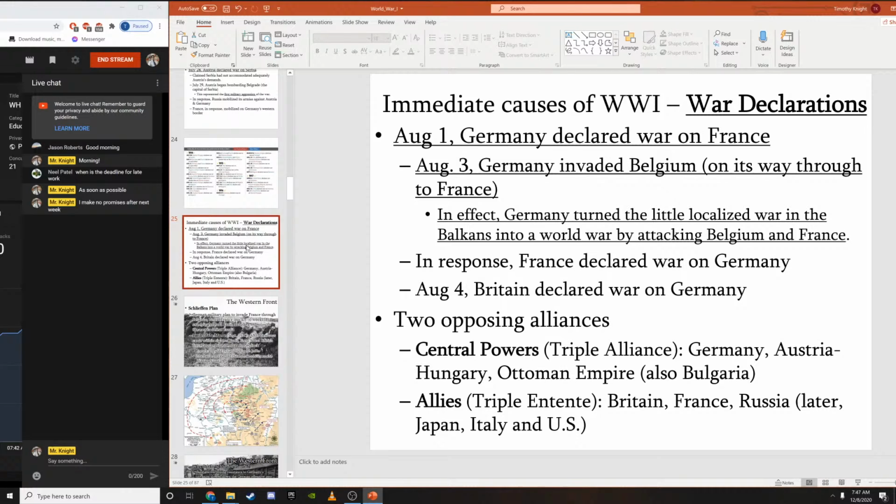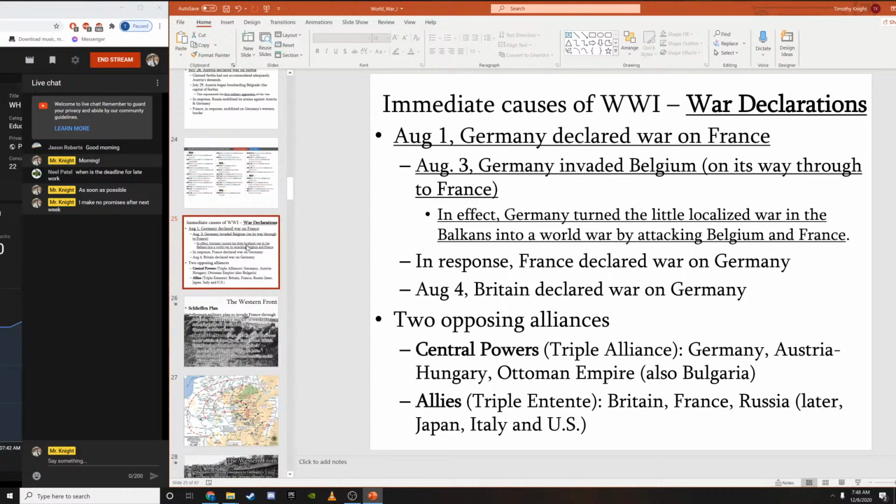In addition to Britain being allied with France, basically Germany turned the little localized war in the Balkans into a world war by attacking Belgium and France. And this is mainly why, when you look back at it, people blame Germany for World War I, and they're not entirely wrong about it, because Germany really had been already to this point aggressing the conflict, stoking the flames of the conflict.